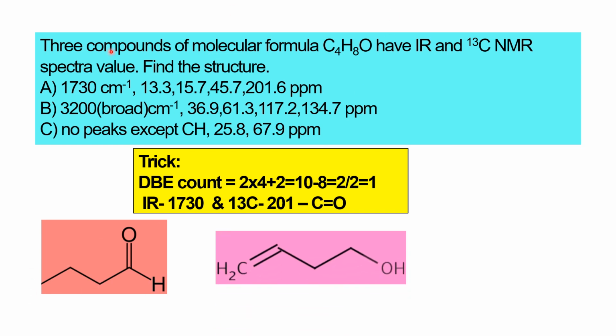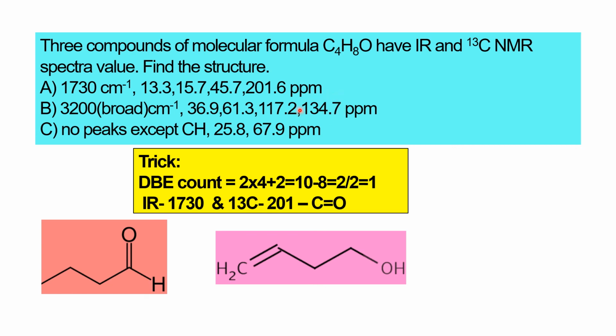And for the next structure, as I said, there is 1 double bond. And the next one, the broad 3200, as I already said in the last case itself, 3200 means an OH group is there. Okay, and how many signals are there? 1, 2, 3, 4. 4 signals are there, so 4 carbon atoms also.